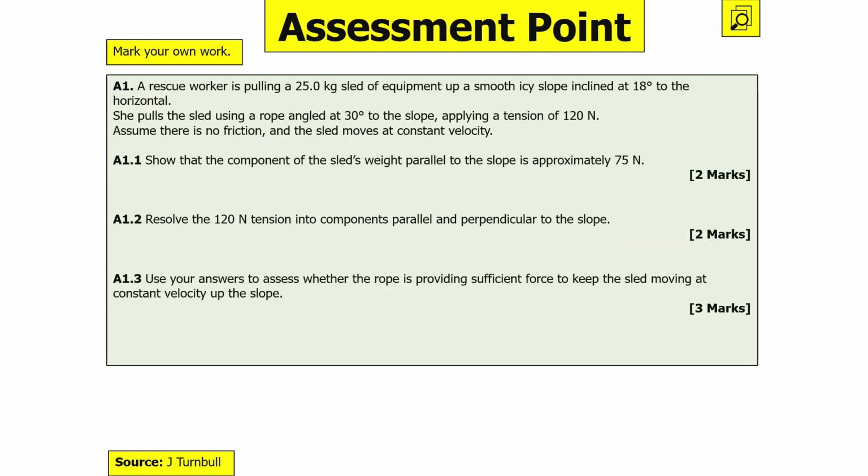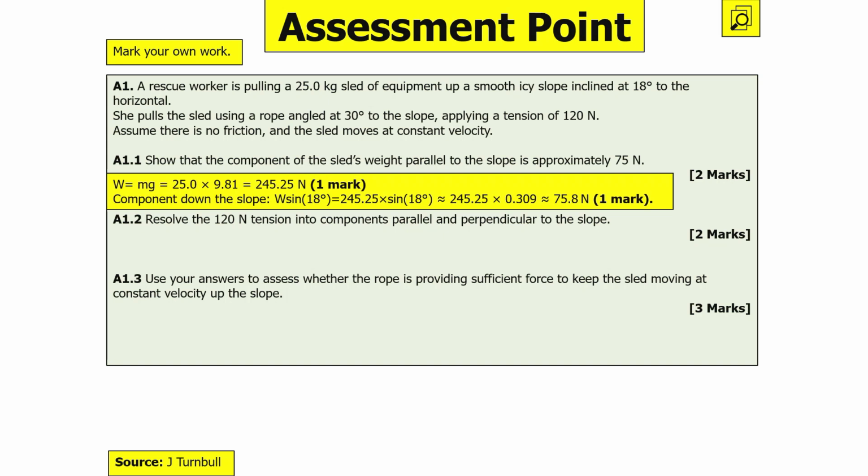Right, we know that the weight is equal to mass times gravity, so it's 25 times 9.81, which is 245.25 newtons. Now the component down the slope is W sin theta, where theta is the angle with the horizontal. So W sin 18 is 245.25 times sin 18, which is 75.8 newtons.